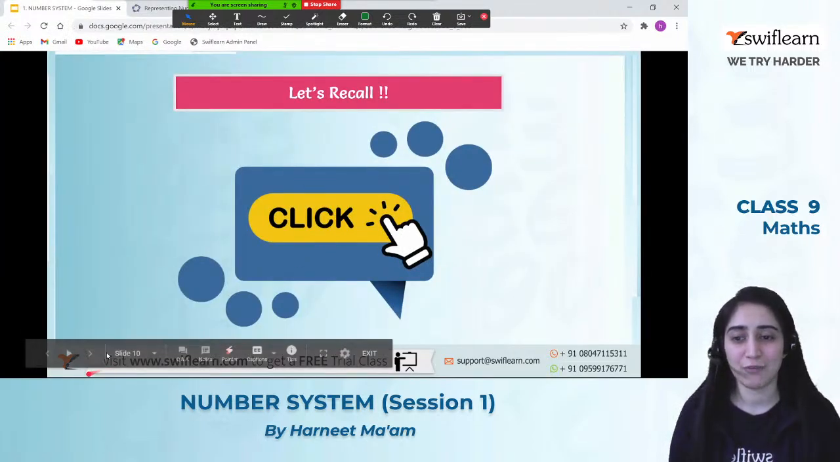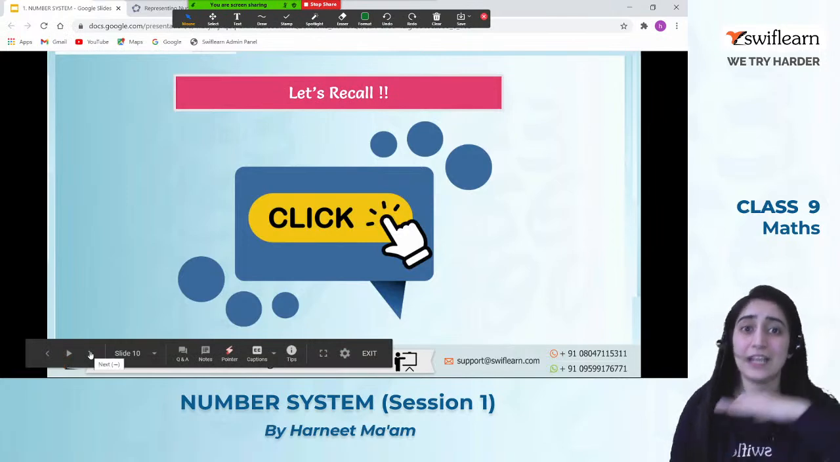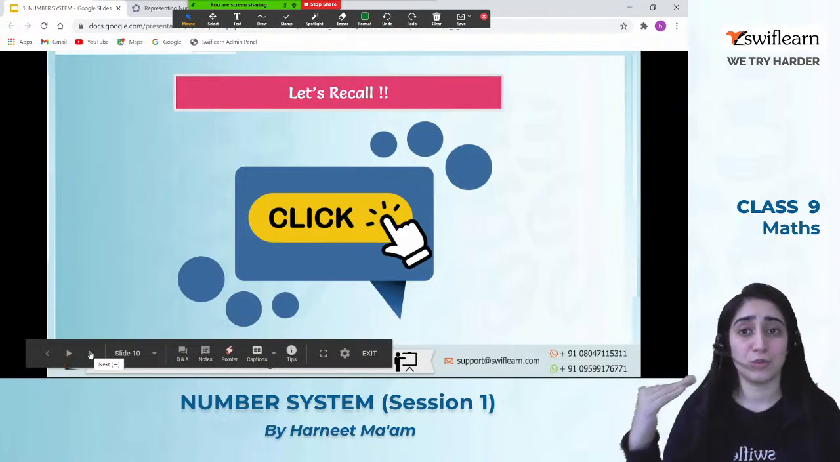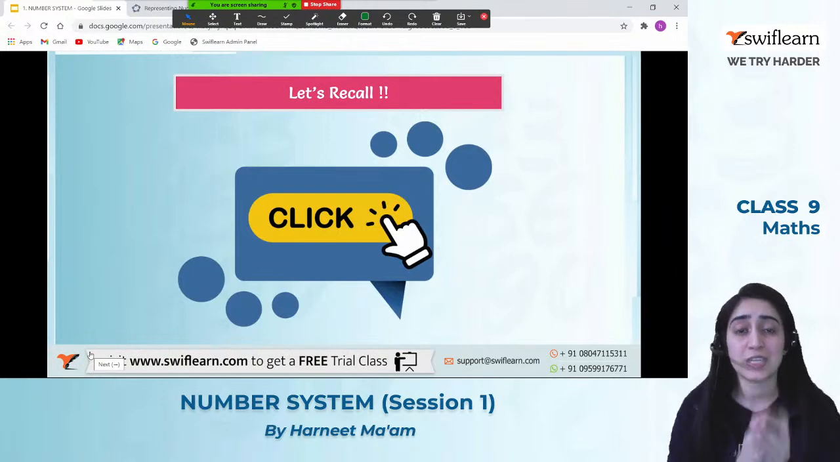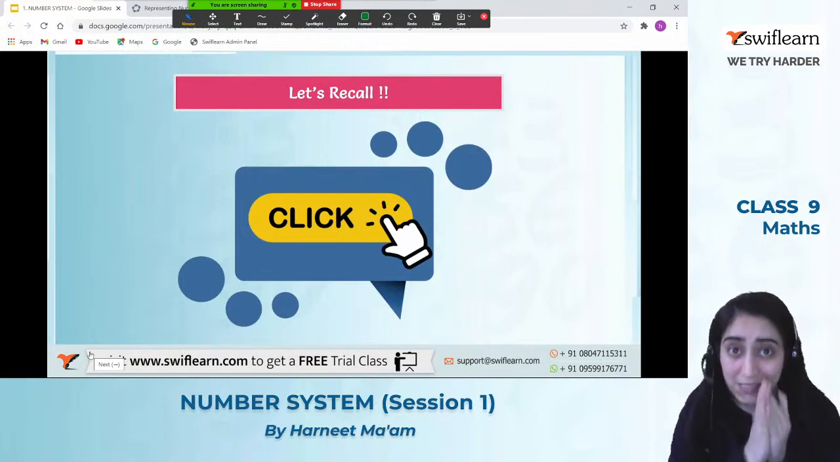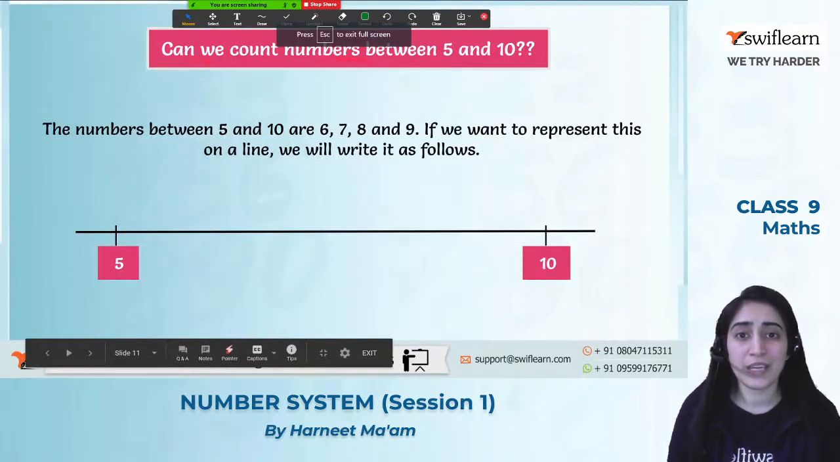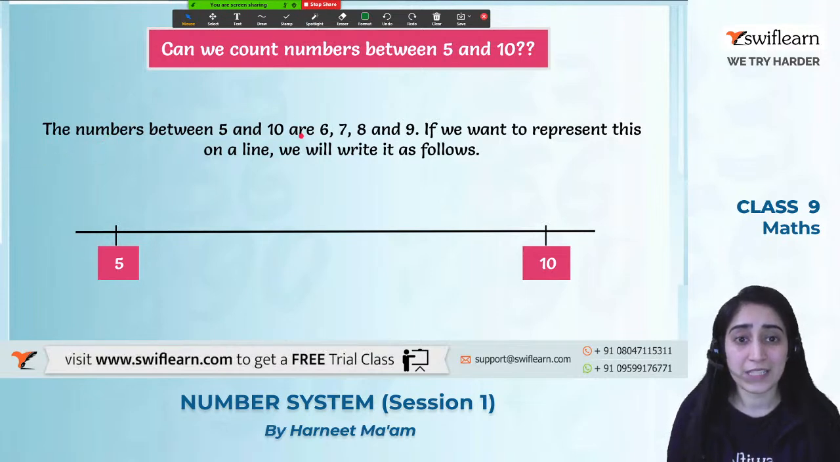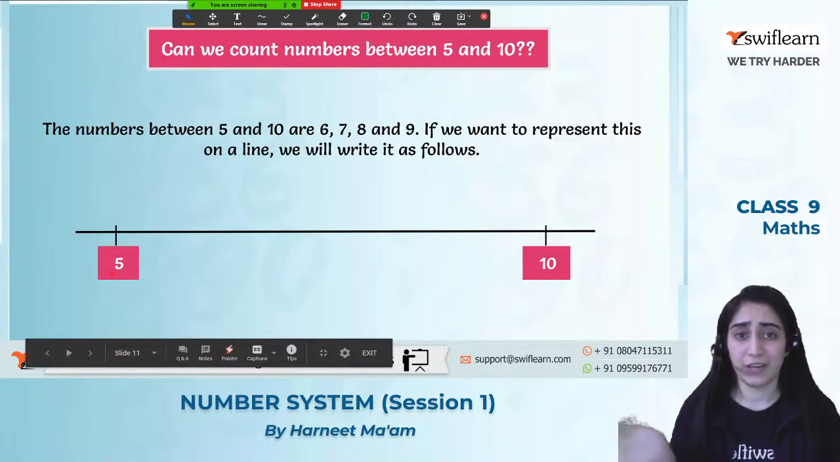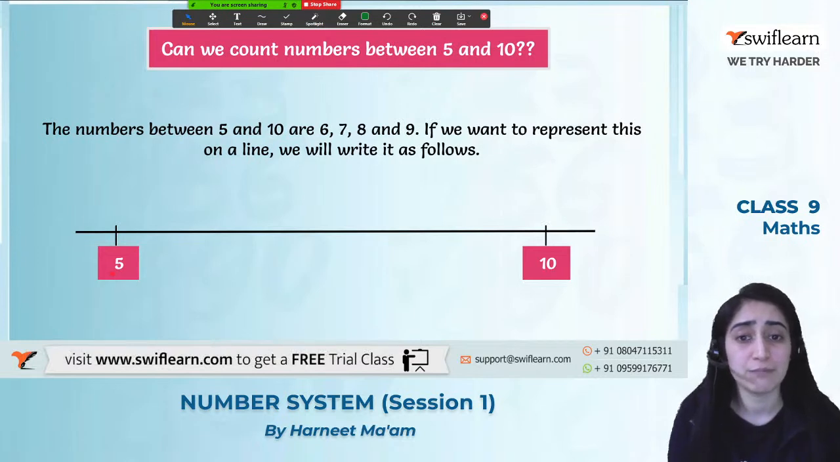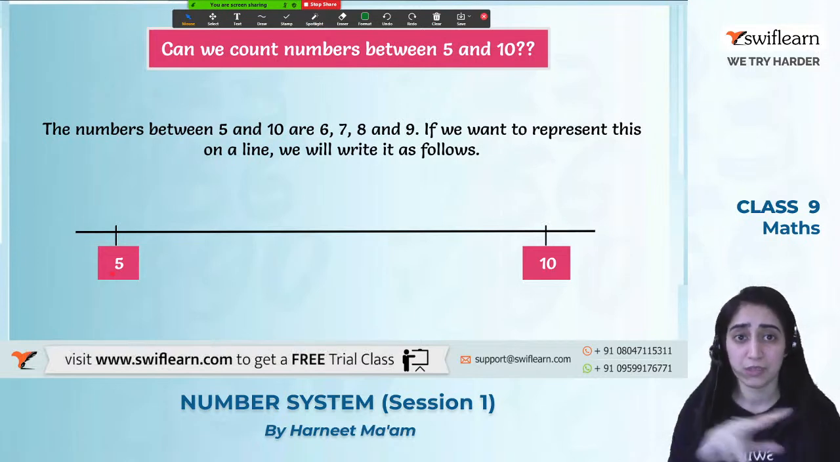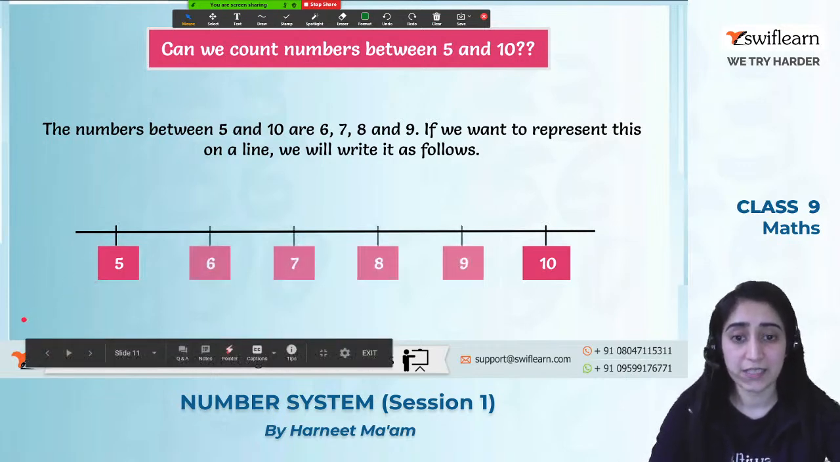So moving back, we are able to analyze that positives are towards right, negatives are towards left, and the origin, the starting point of the line, is always from the 0, the center point, right? Great. So we can count the numbers between 5 and 10. If I tell you there are two numbers, 5 and 10, and you have to count how many numbers fall between them, let's see which will be the numbers. It will be 6, 7, 8, and 9.